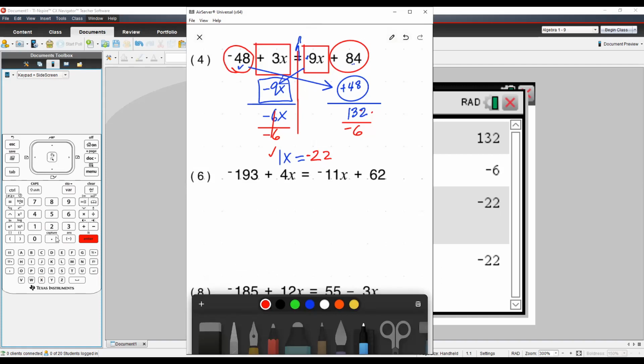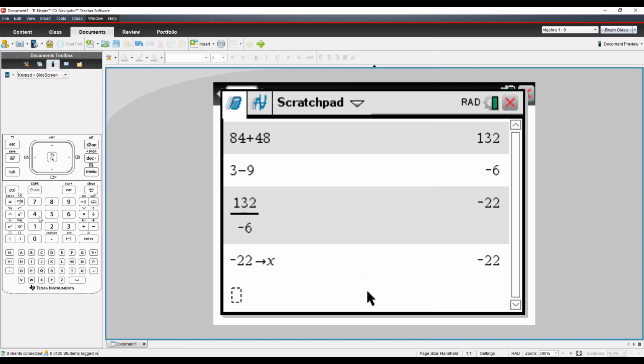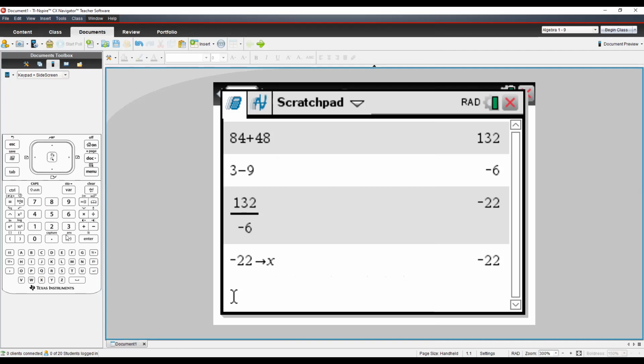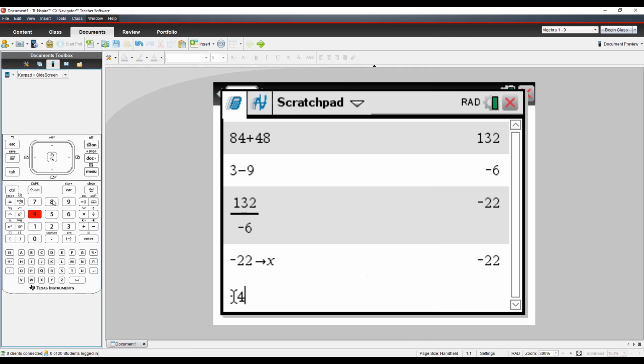So this is gonna be -48 plus 3x. Let me do that again because it didn't show up. -48 plus 3x equals, here's the equal sign, 9x plus 84. And then you press enter.